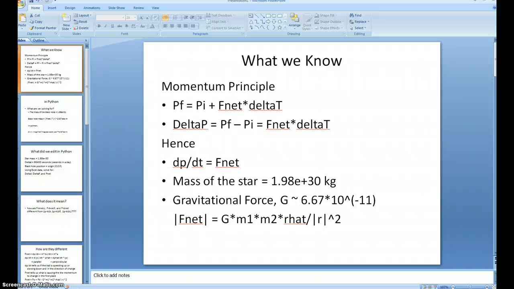Welcome back, physicists. This week, we are going to be solving for the mass of a black hole by studying the trajectory of a star that is orbiting the black hole. So first, what do we know?